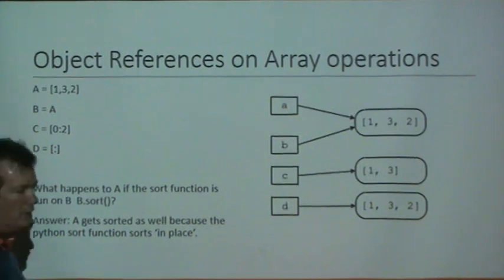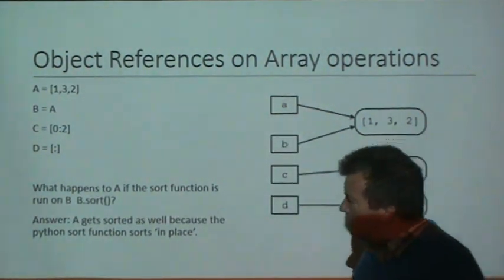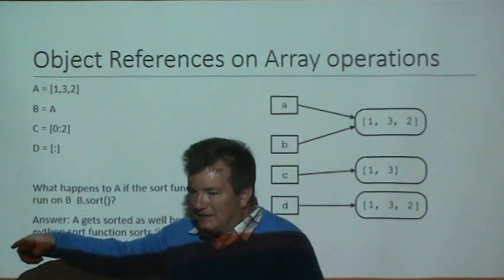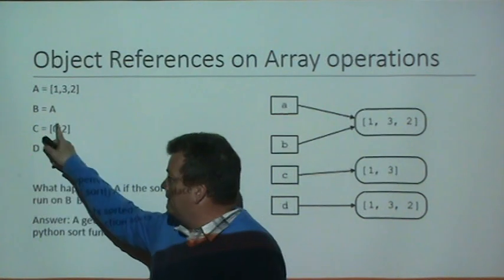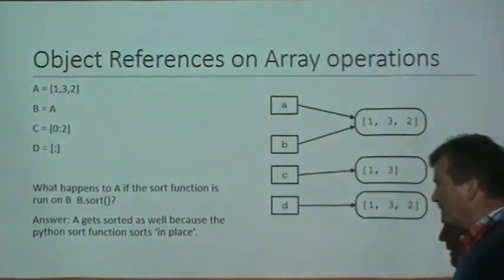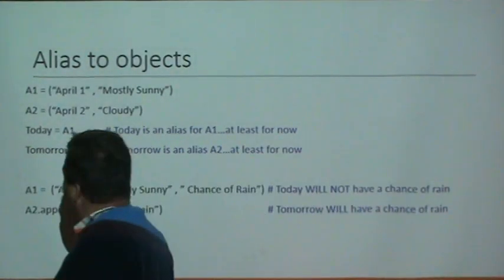So that's why it's important to know this. If you made an array A and you wanted it to stay that way, and somebody comes along and says B is equal to A and then starts playing around with B, they're going to be playing around with A.